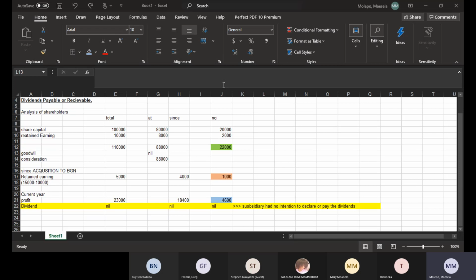Then the retained earnings of 142,400 comes as a result of the profit when we do our SCE. It will be the 88,000 as the balance at the beginning of the year, which will come as a result of the 84,000 plus this 4,000. So it will be the 84,000 at the beginning of the year for the parent, plus the 4,000 from the subsidiary. Then that gives you the 88,000, which will be the balance at the beginning.